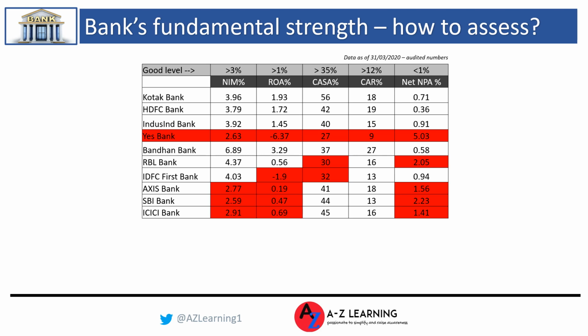Then comes the fourth line, which is Yes Bank. This is where the trouble starts. As we all know, the bank is struggling. And this fundamental assessment confirms that whether you look at net interest margin, ROA, CASA, capital adequacy ratio, or net NPA, they are completely red across all these metrics.